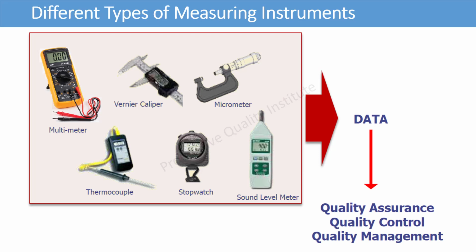There are different types of measuring instruments, like avometer, thermocouple, vernier caliper, micrometer, stop switch, and sound level meter. All these instruments measure a physical quantity in the quality assurance and engineering. Measurement is the activity of obtaining and comparing physical quantities of the real-world objects and events. The output data from these instruments are used in the quality assurance and quality management.